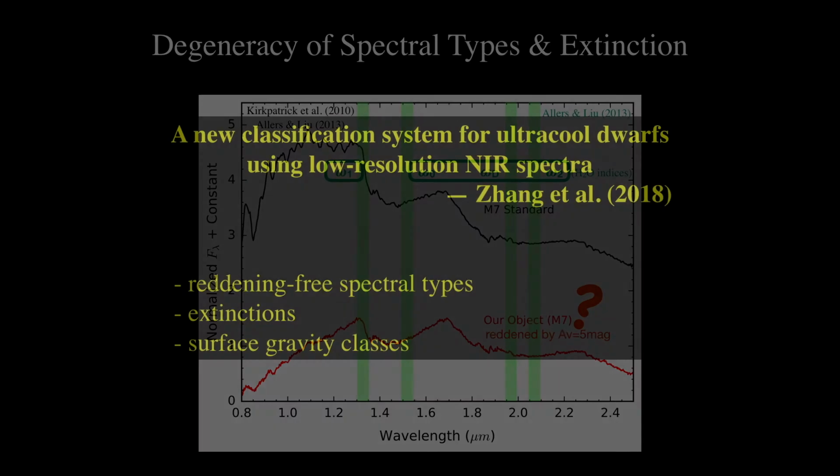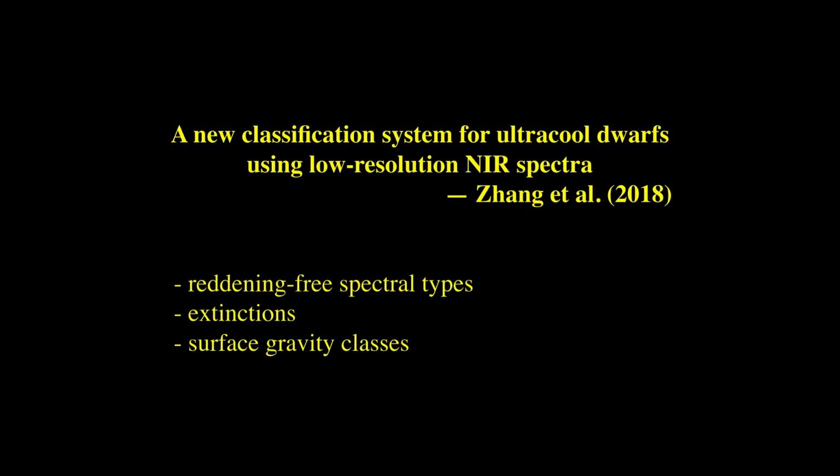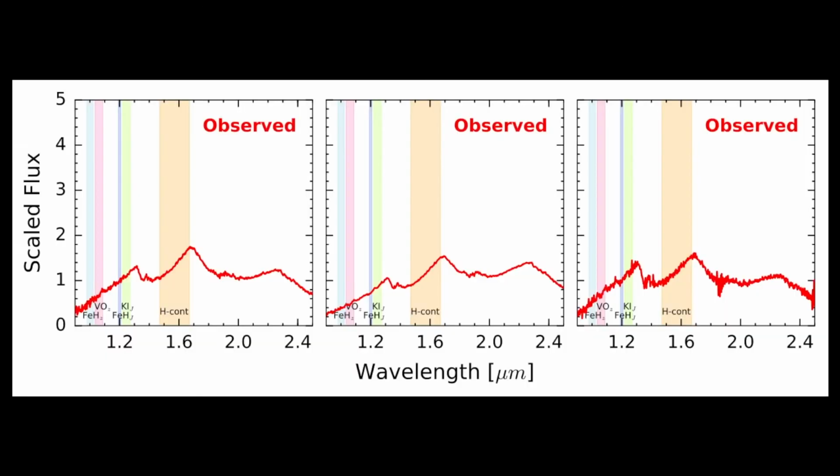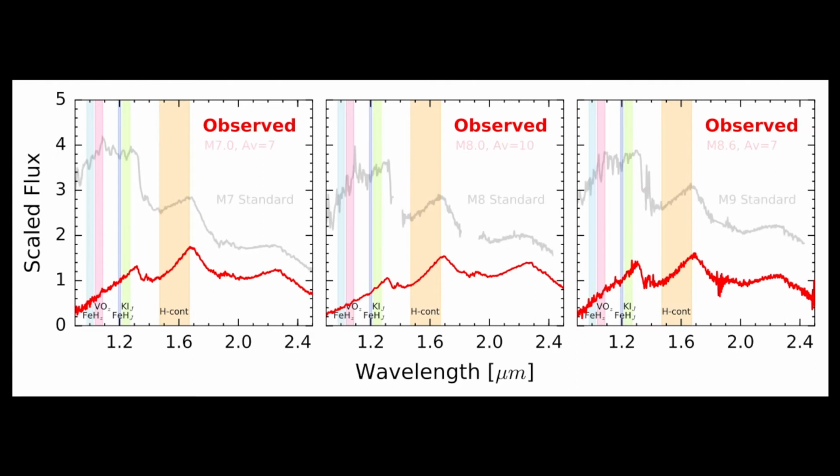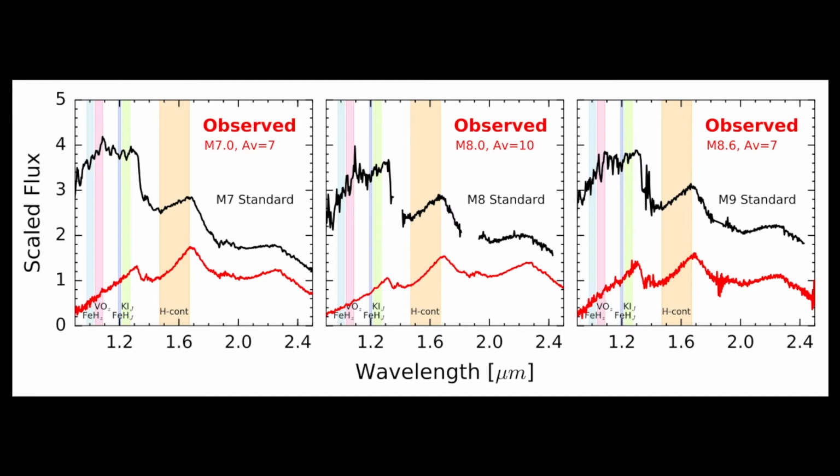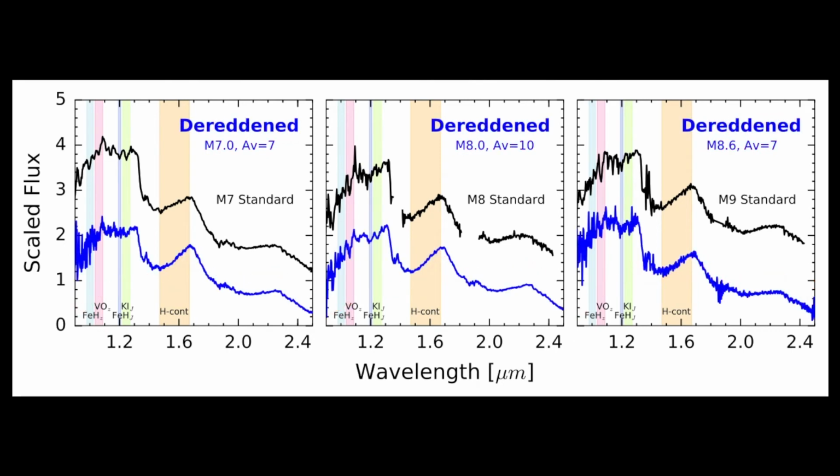Finally, we have developed a new classification system for ultracool dwarfs to derive their spectral types, extinctions, and surface gravity classes based on low-resolution near-infrared spectra. In order to show the performance of our method, here I give example spectra of 3 reddened objects. We apply our classification and derive their spectral types and extinctions. A spectral standard with similar spectral type is also shown as a black curve, which looks totally different from the object due to the reddening effect. However, after we deredden the spectra, look, they are very similar as expected.